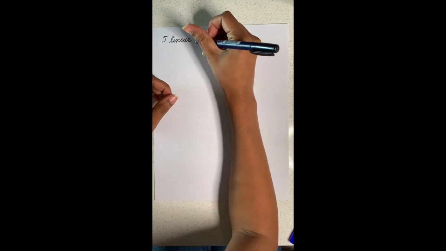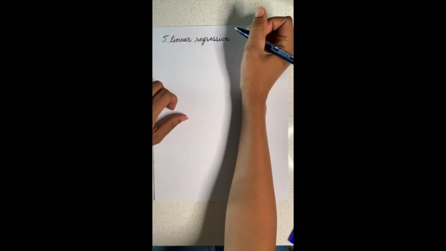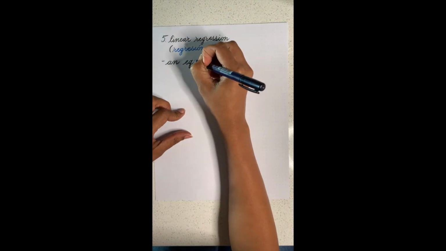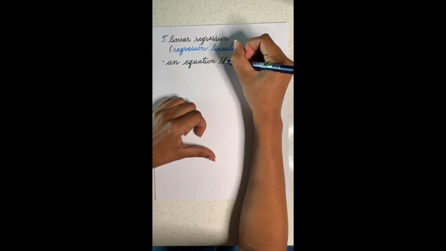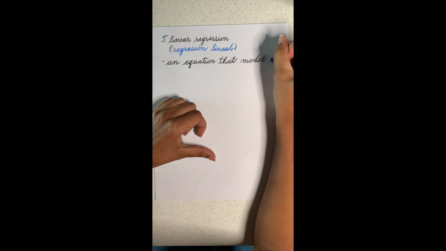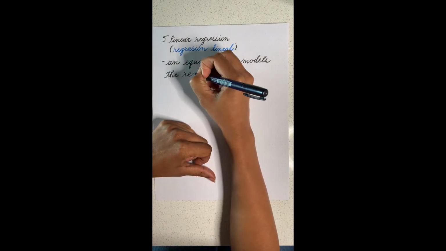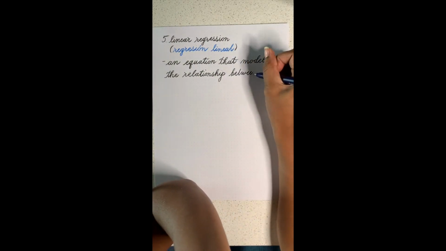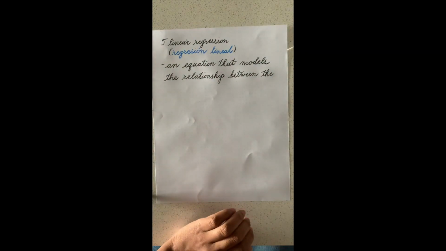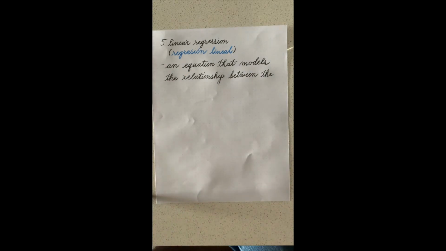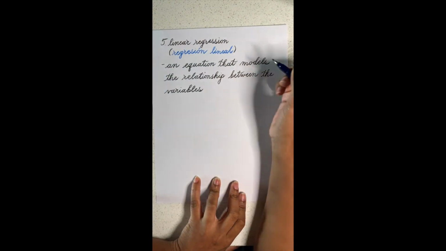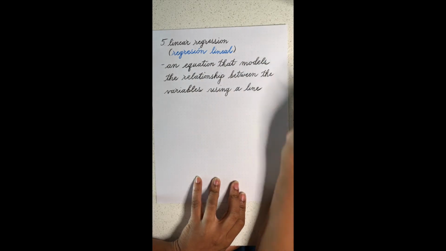So next we have linear regression, or regresión lineal. So this is an equation that models a relationship between the variables using a line. So es una ecuación que demuestra la relación entre las variables usando una línea. So we're going to see what that looks like in a second. But basically, the line that's going to represent the relationship is a line of best fit. So that's our next word.